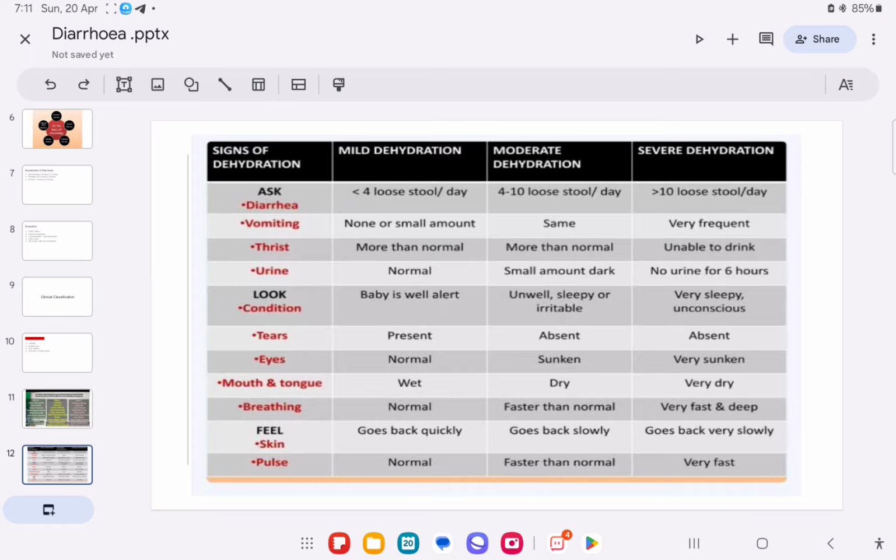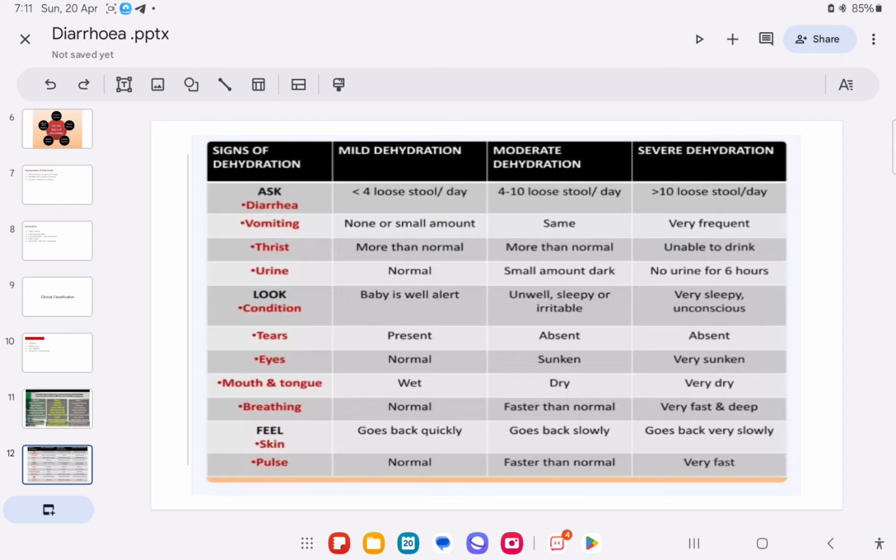Now, correction of dehydration: mild dehydration, moderate dehydration, severe dehydration. Let me give you a hack point. To remember such a big table, just remember the middle part. I'll tell you how. Ask the patient about the number of episodes of loose stools per day. Remember 4 and 10. Less than 4 is mild dehydration, more than 10 is severe dehydration. Vomiting, just remember, it is very frequent in severe dehydration.